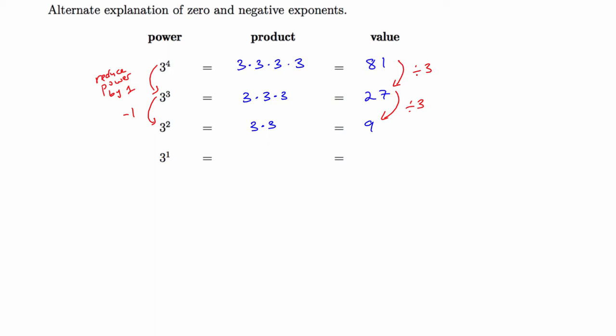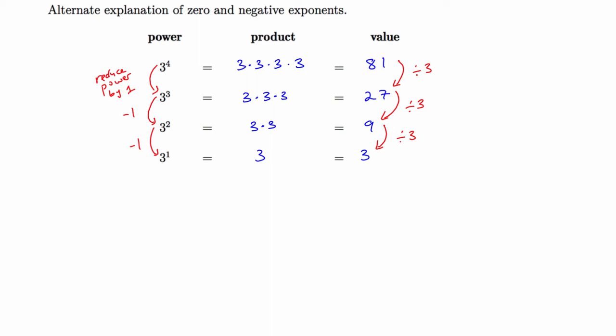When we look at 3 to the first, we have a single 3 as a product, so it's not really being multiplied by anything, and the value of this is just 3. But again, notice the pattern continued. The power got dropped by 1, and the value was divided by 3.